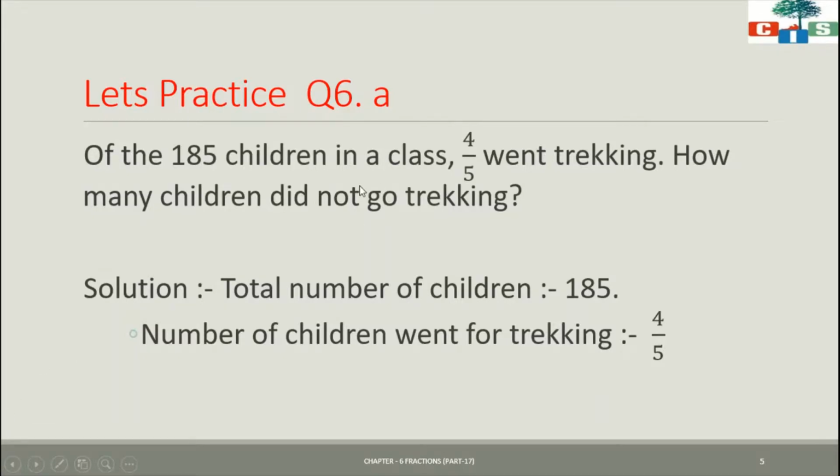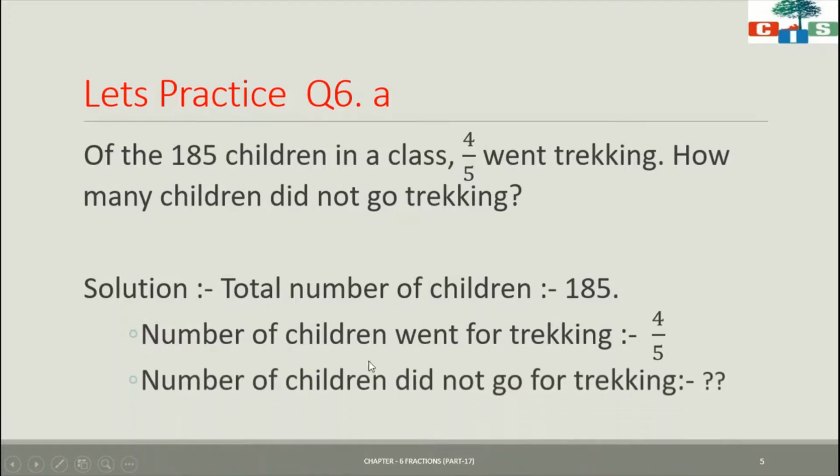Now our final statement is number of children who did not go for trekking, that we have to find. Okay. What we have to find? Number of children who did not go for trekking. So scholars, first step is that we have to find number of children who went for trekking. Here a fraction is given. We have to find the number.